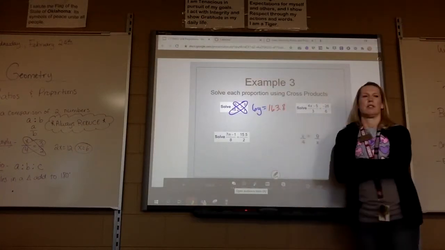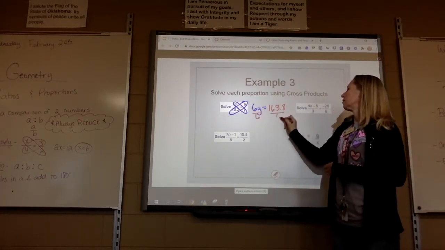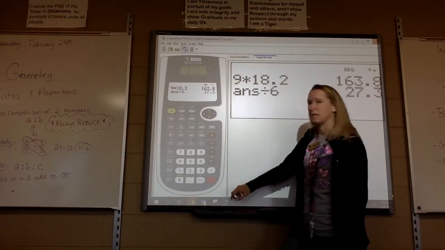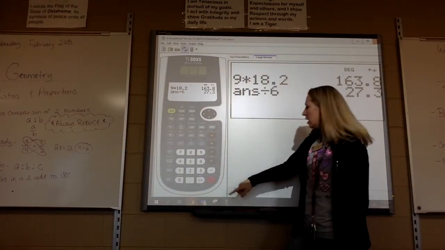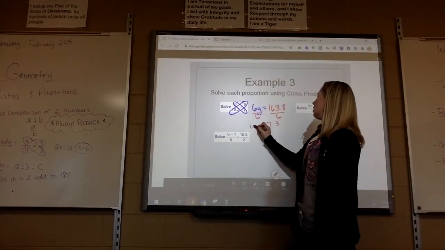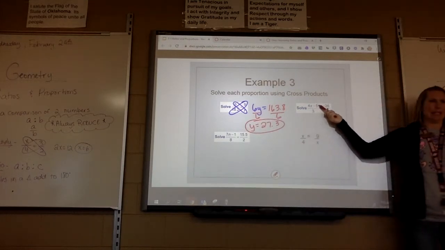And then what would we do to solve? Divide by 6. You might get some decimals today. That's okay. 27.3 would be y. Okay, let's talk about it if it looks like this.